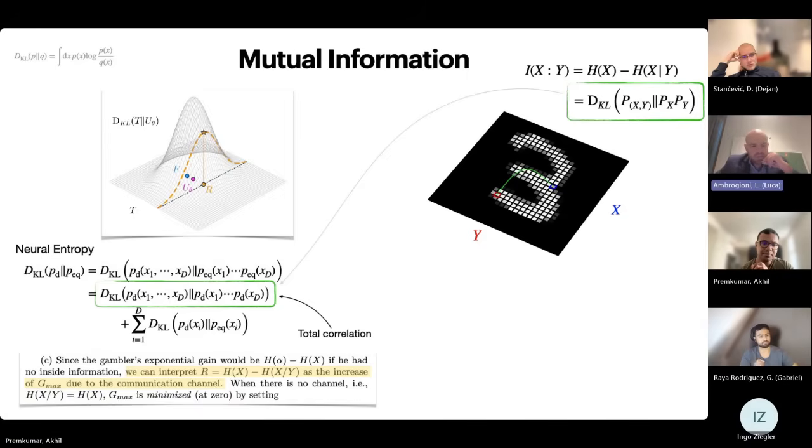Okay, so you're saying that this has the same structure as the mutual information. So this first term in the green box here is essentially capturing the correlations between all the pixels.